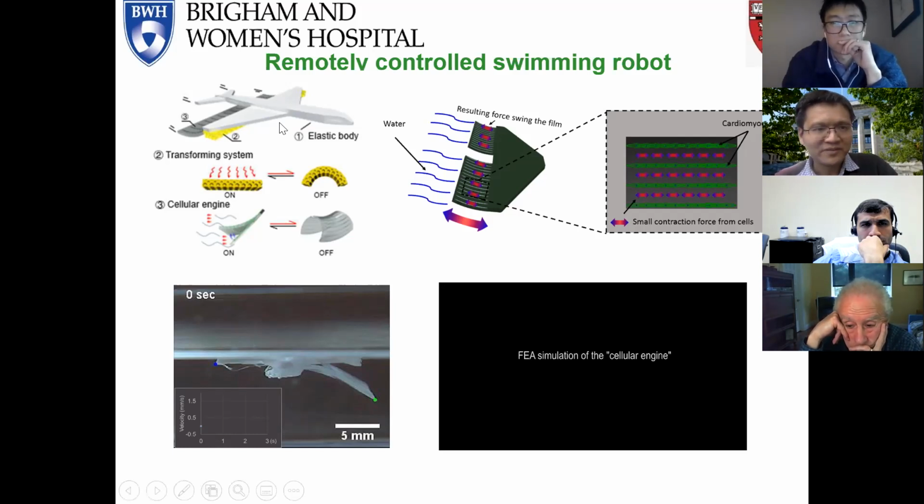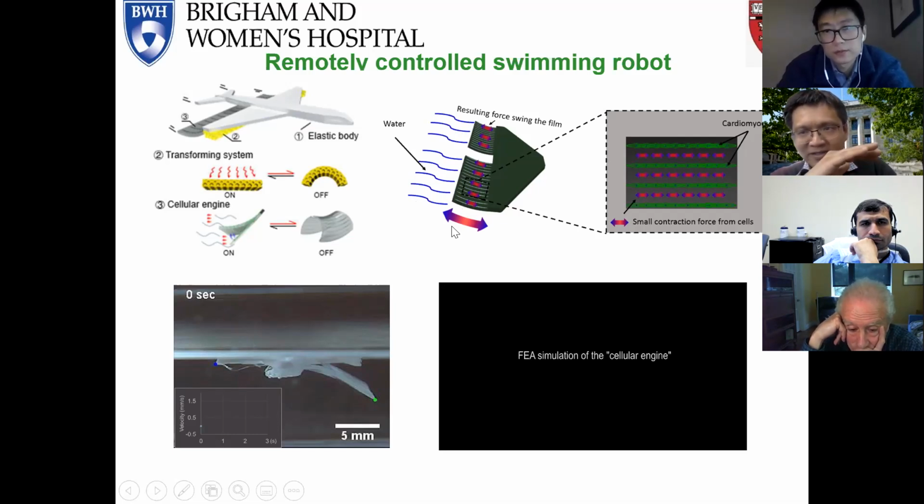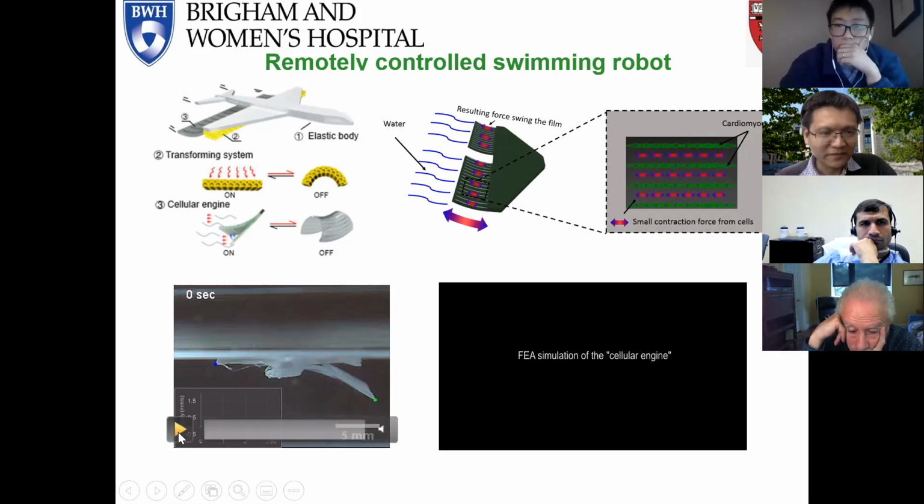So we use 3D printing to print out this swimming robot that takes on the shape of an airplane, but it's a swimming robot. And so these striated patterns are the cardiomyocyte cells that are coated on the surface of PDMS. And so you can imagine this being a 2-layer system where the cardiomyocytes will periodically contract and relax. And that will lead to the bending or undulation of the fin. And that shows you how it moves.